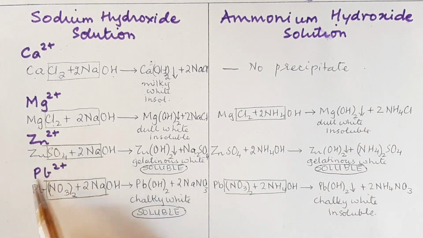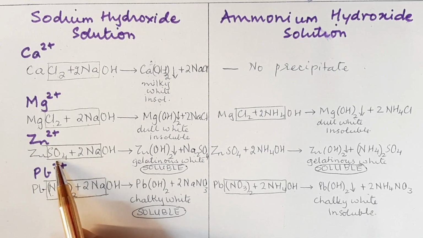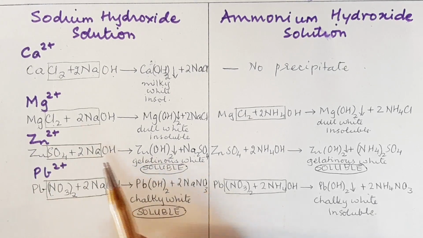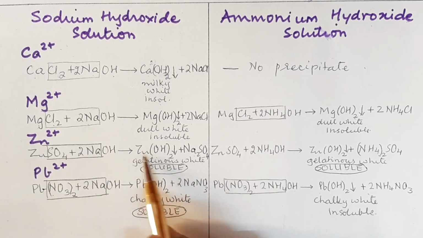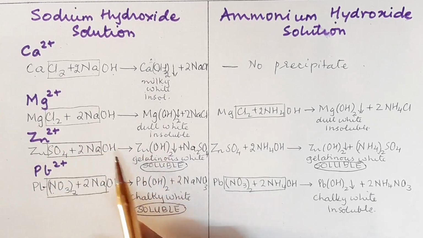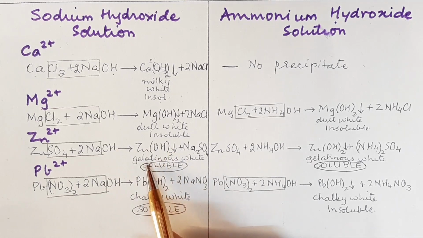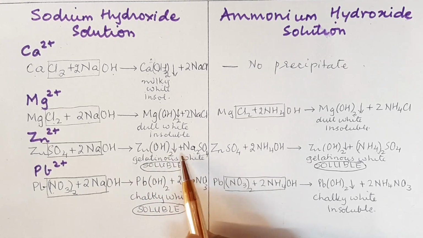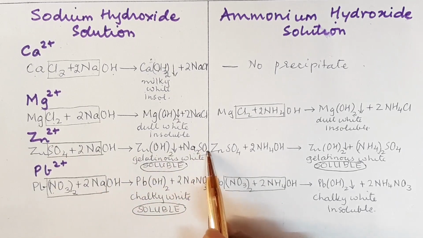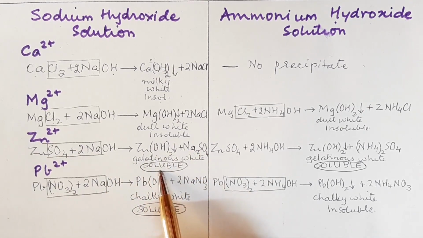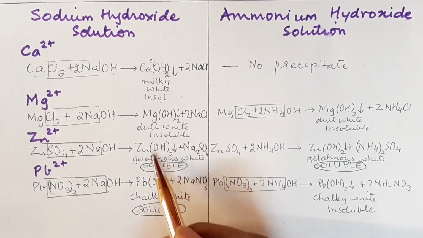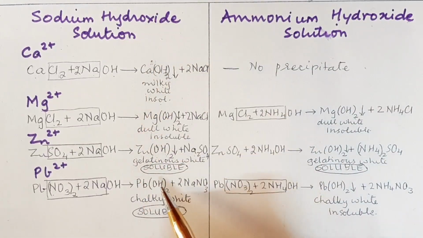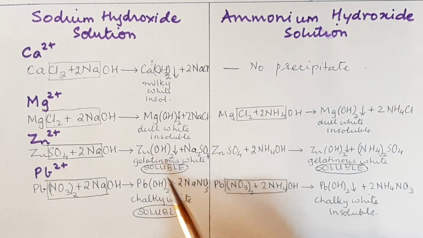Then we came to Zn2+, where we took ZnSO4 and made it into an aqueous solution. We added 2 NaOH, first in little, that is Zn(OH)2, which we were able to see as a gelatinous white precipitate, and we had Na2SO4 formed. This was soluble in excess of sodium hydroxide because Zn(OH)2 is an amphoteric compound, and that will dissolve in sodium hydroxide forming sodium zincate.